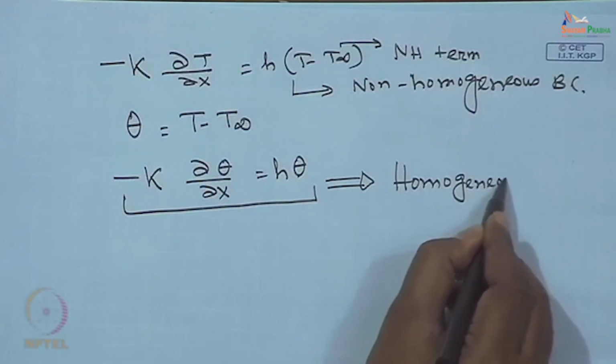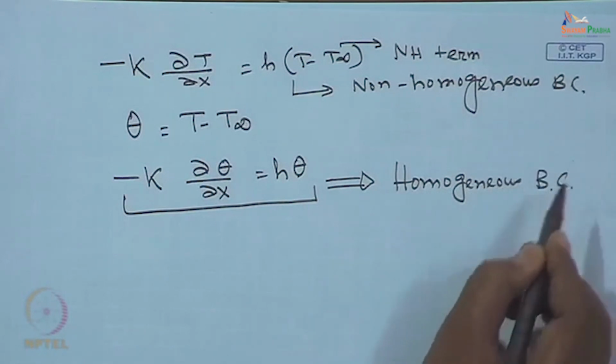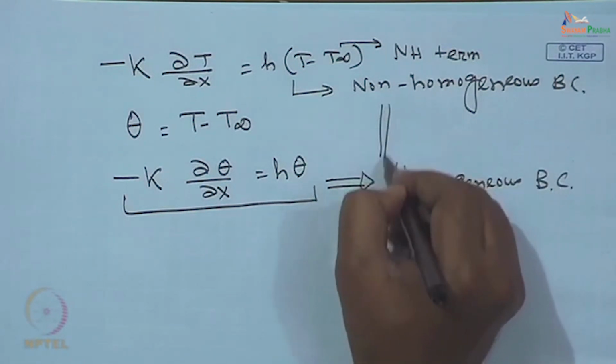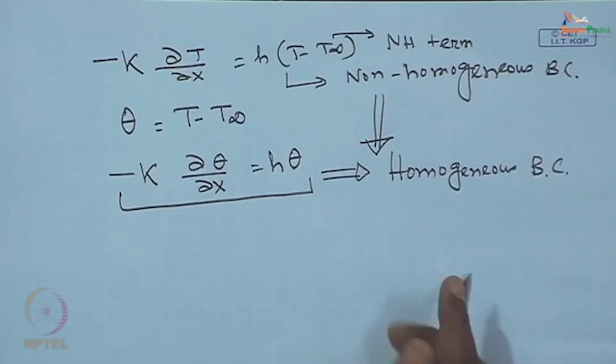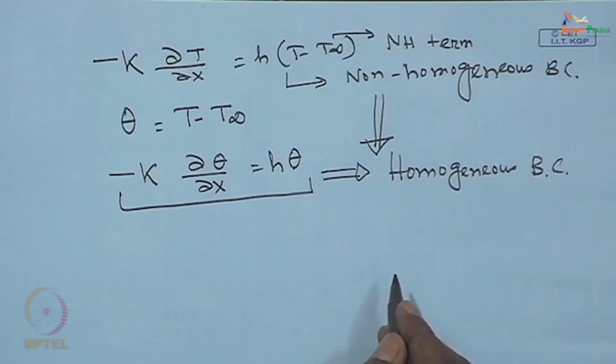So, we can convert the non-homogeneous boundary condition into a homogeneous boundary condition by defining an appropriate term. Okay. So, I stop here at this point. We take up some more characteristics of partial differential equations in the next class. Thank you very much.